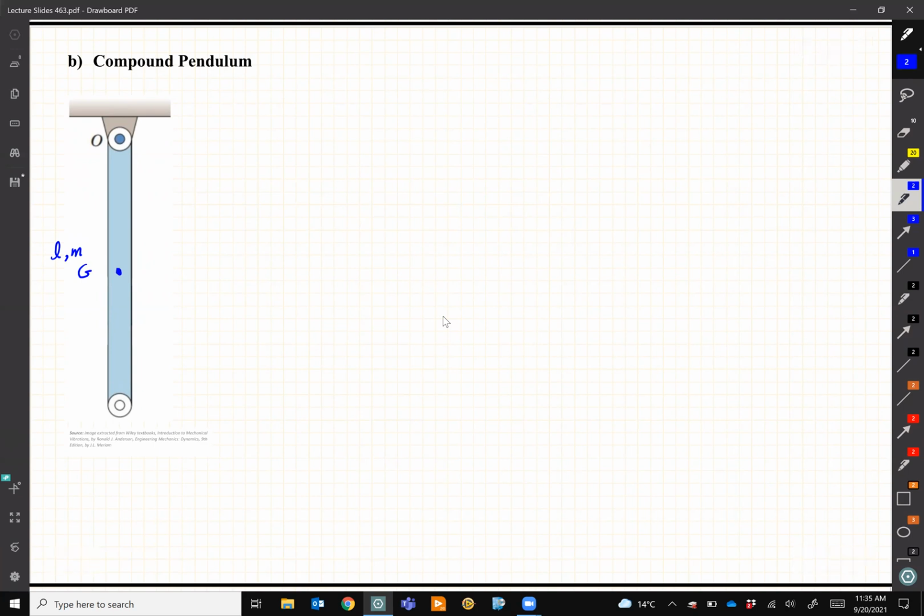Try to do these 3 steps: how this system is moving, the kinematics, which you know, right? It's a pendulum. Then the free body diagram, and then Euler's law. These 3 steps, try to find the equations.